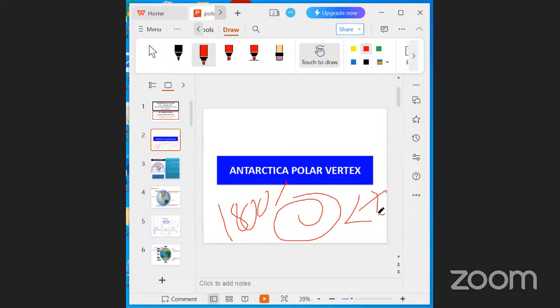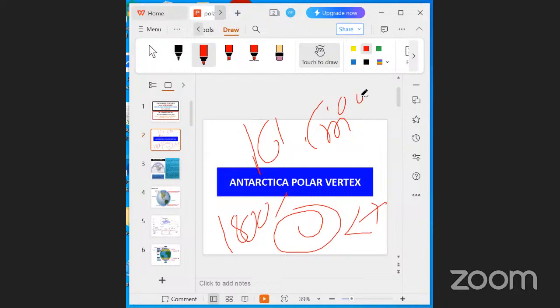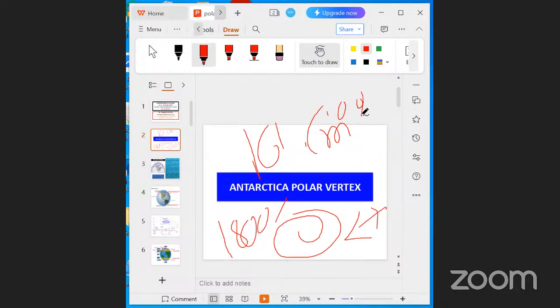These winds move at more than how many kilometers? 161 kilometers, or 100 miles per hour, which helps lock the air into place.